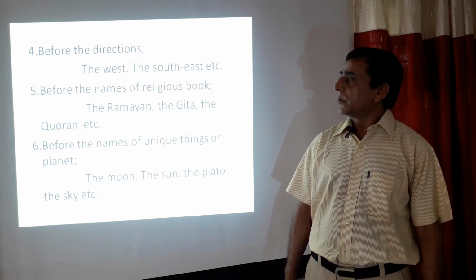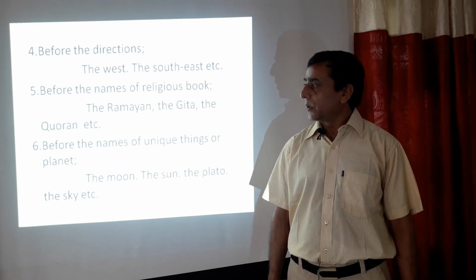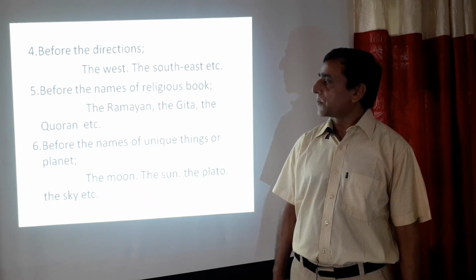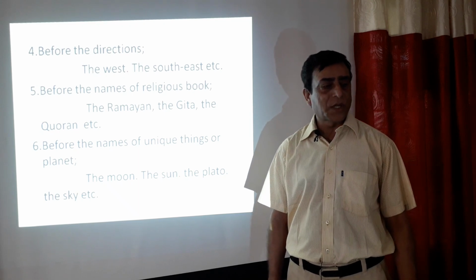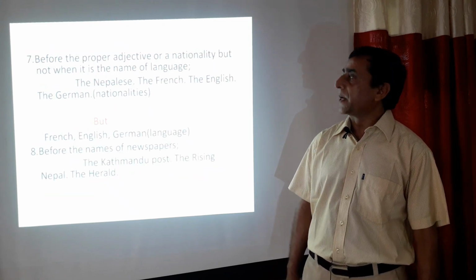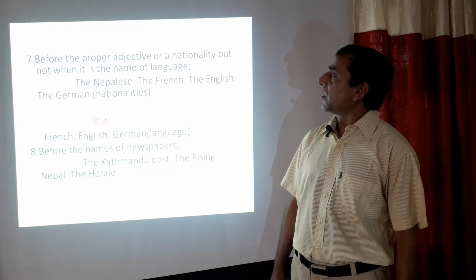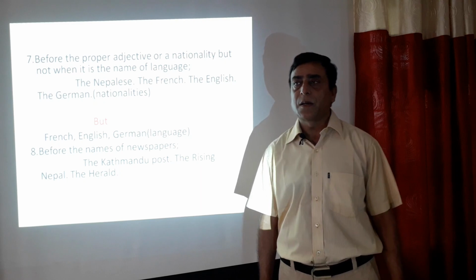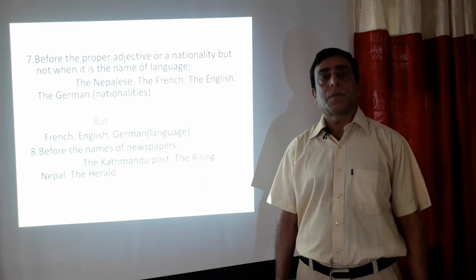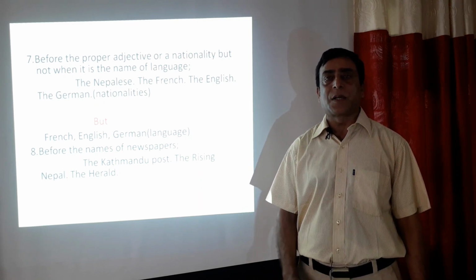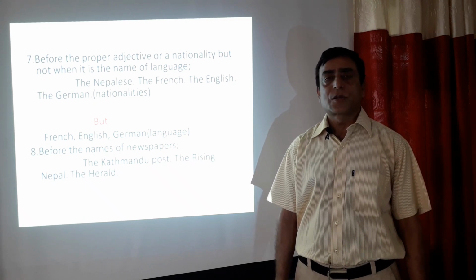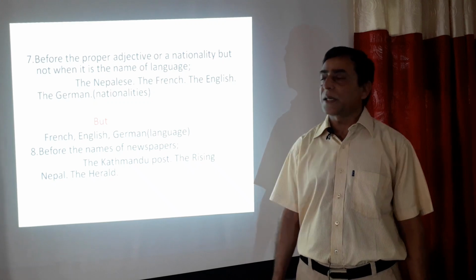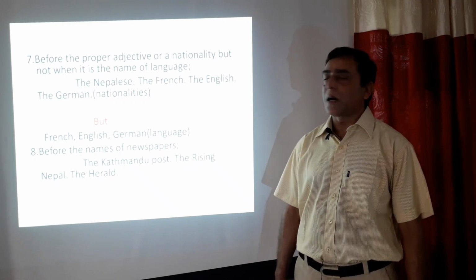Now, take a copy and pen and note all the rules which you have seen on your YouTube channel. Number seven, before the proper adjective or a nationality, but not when it is the name of a language. Be clear that nationality and language words are the same here, but you should think about the meaning. Before a proper adjective or nationality, we use the article.